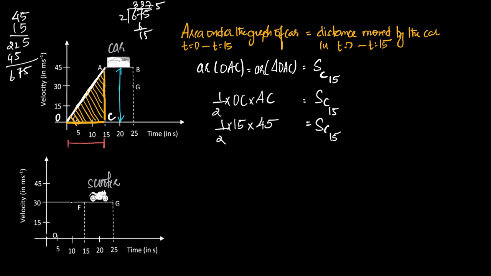Okay, so what we get is the distance moved by the car is 337.5 meters. So this is one part of the answer. Distance moved by the car is 337.5 meters. It would be better if you just highlight it. So the distance moved by the car is 337.5 meters.